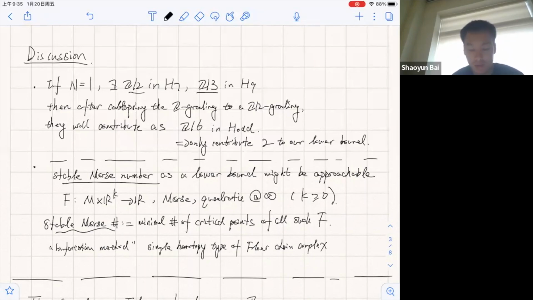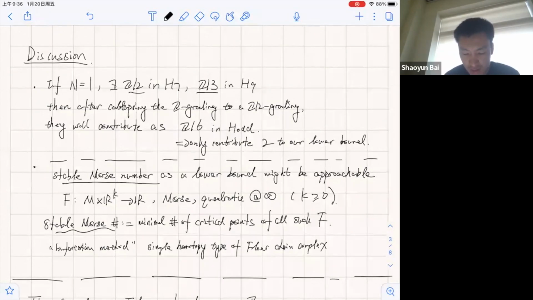Okay, that's a discussion about the statement of the theorem. So, are there any questions? No? Okay. So this finishes the first part of the talk.